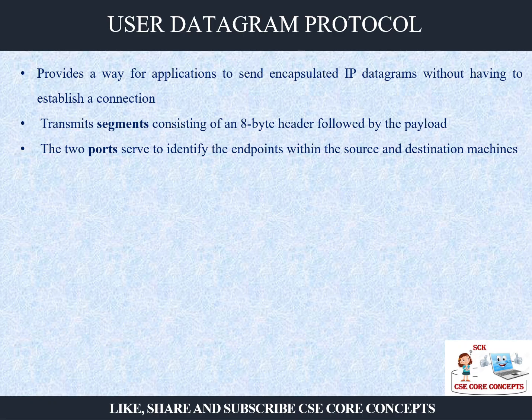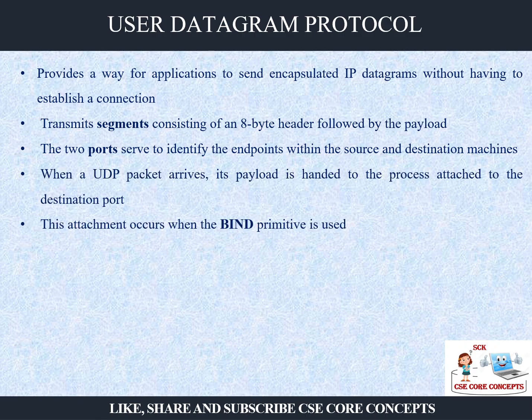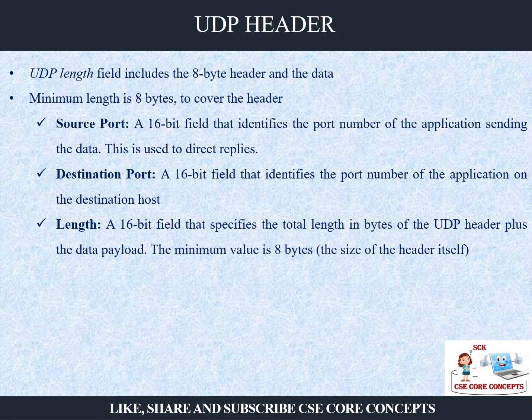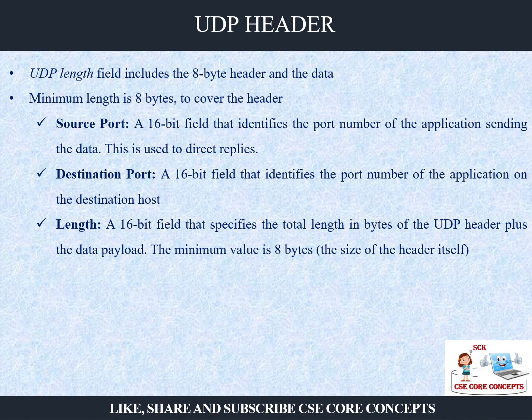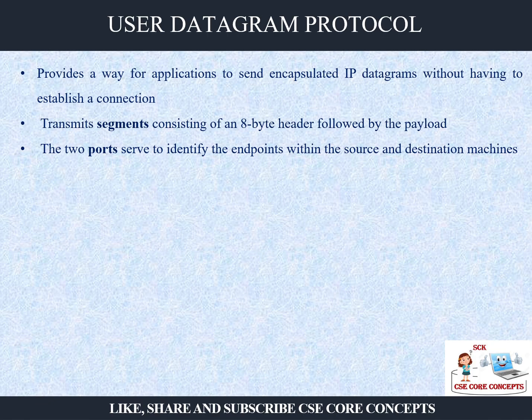It is a way to send IP datagrams without establishing a connection. Basically, in the transport layer, we transmit segments which have an 8-byte header followed by the payload, that is the data part. Let us have a look at the header. This is a UDP segment, divided into two parts. The first part is the UDP header, which is 8 bytes, and the next part is the data part, that is the data which you want to transmit.